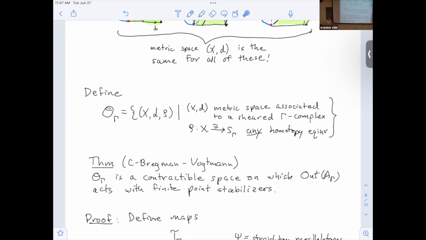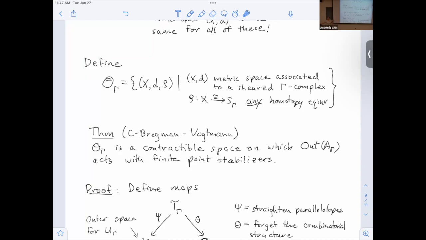Namely, it is contractible and it has a nice action of Out(Gamma). The action's not co-compact. But it has finite point stabilizers, and it's definitely not co-compact in this case.